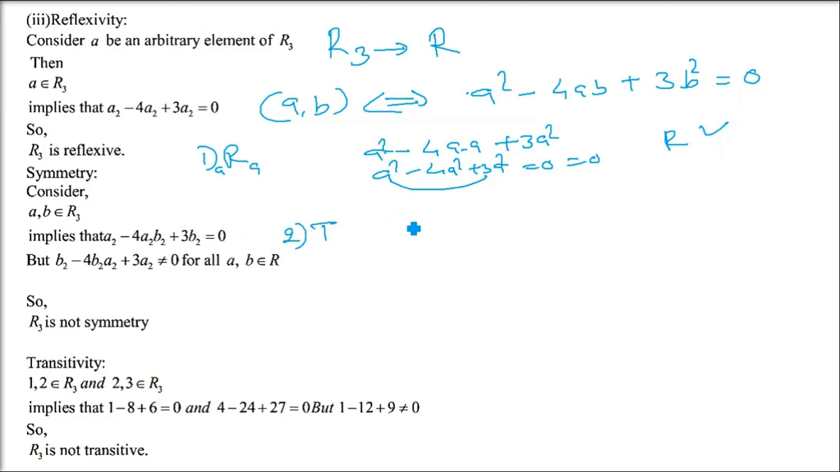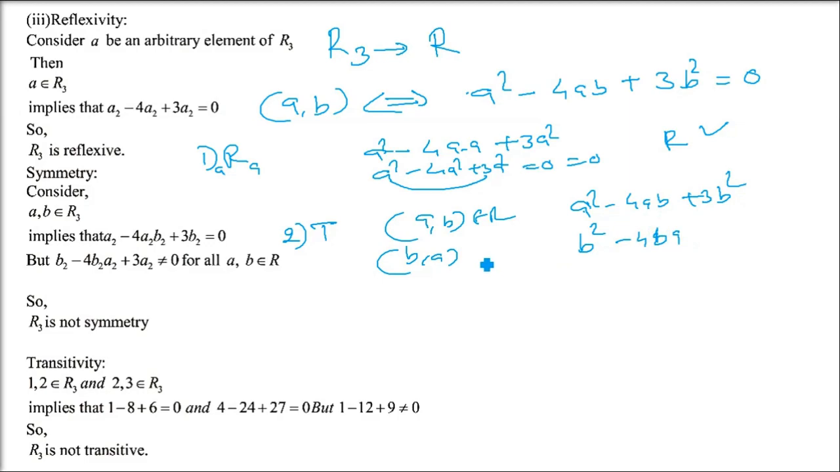Now coming to the second one. This is symmetric. If AB belongs to R, BA should belong to R. So just replace A by B and B by A. This is what you have to do in every question which is coming. So A square minus 4AB plus 3B square, this is AB holding. Now change A to B and B to A. So it will become B square minus 4AB, or 4BA, plus 3A square.